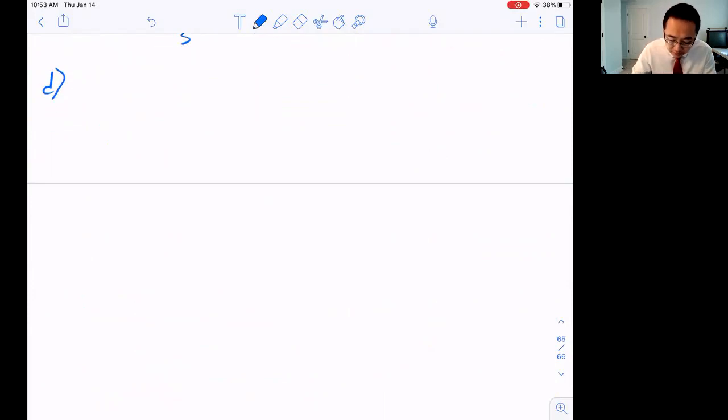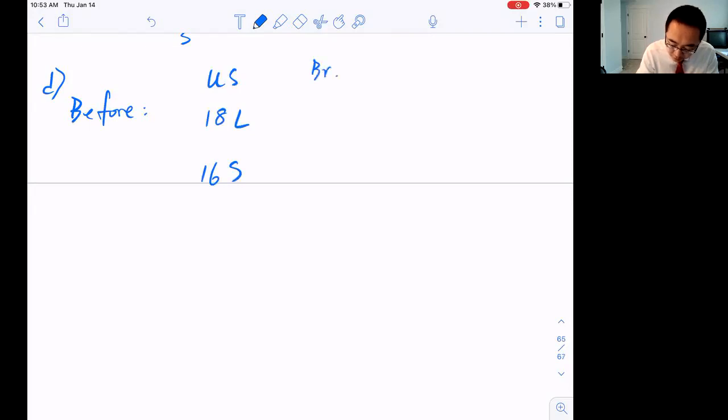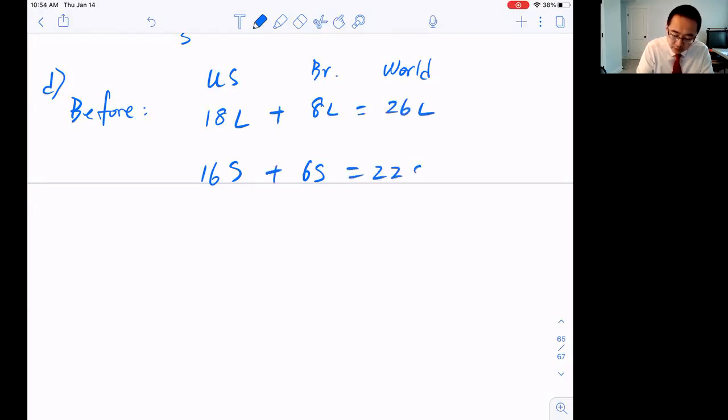Now, the way to look at it, okay, before trade, we know the US produces 18 large and 16 small, and Brazil produces 8 large and 6 small. So the world total, okay, since they're the only producers of airplanes we assumed in this scenario, is that we have 26 large airplanes and 22 small ones, right? Everybody with me?